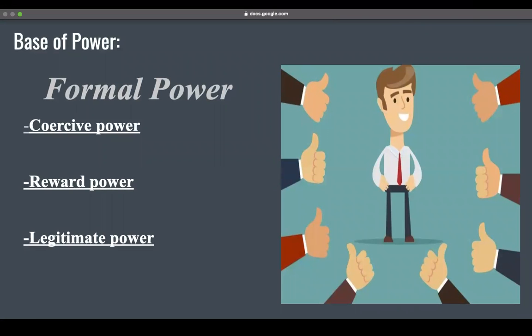This is Group D's video assignment, and our video assignment is on communication barriers and power. Base of power concept. There are two types of power, formal power and personal power. Formal power will lead us to three different types of power.